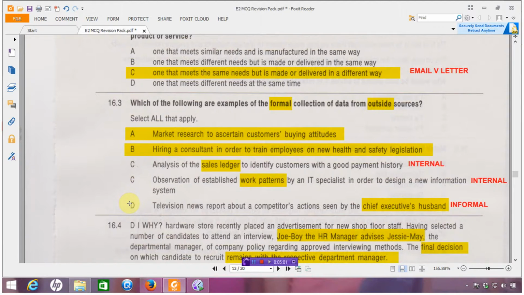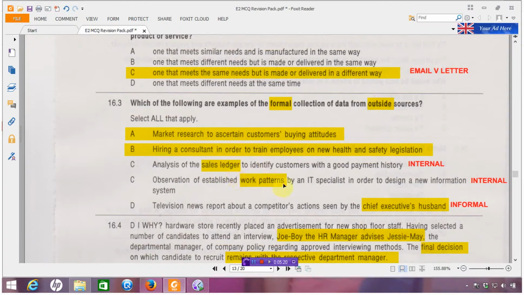Here, just to draw your attention to the fact that with C they're talking about a sales ledger. Now clearly that is internal rather than external or indeed outside. So we should have been able to see that wouldn't be applicable for this answer.